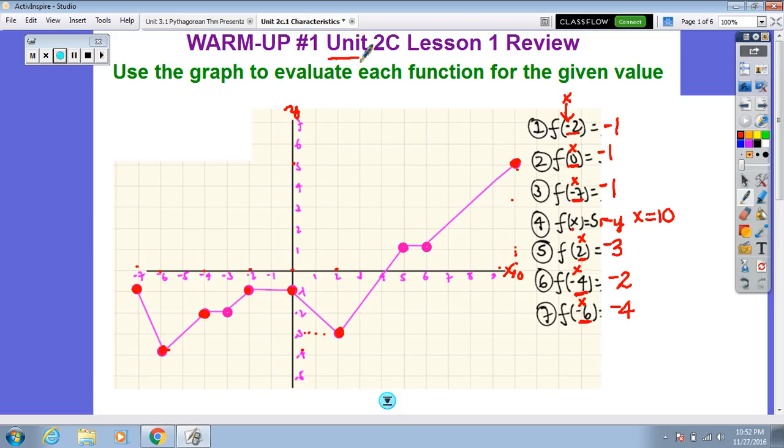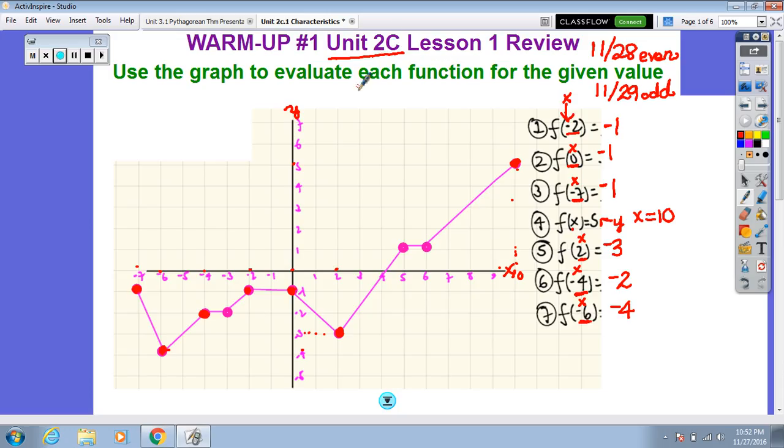As you can see, this is warm-up number 1. We started over, so make sure you have your date correct. This is the warm-up for 11/28 for even classes. And this is the warm-up for 11/29 for odd classes. Okay? Make sure you have it titled correctly. Warm-up number 1 for Unit 2C. This is Lesson 1 review.